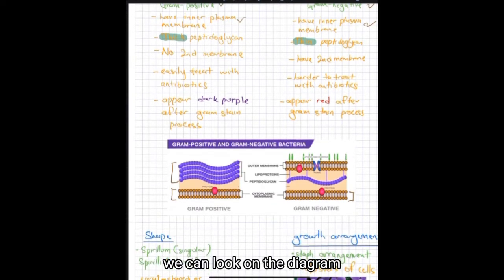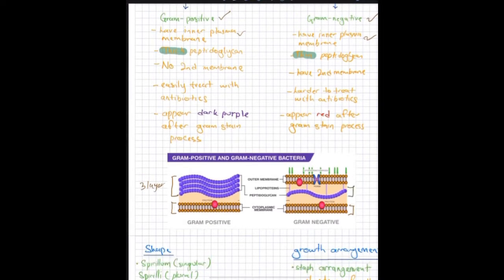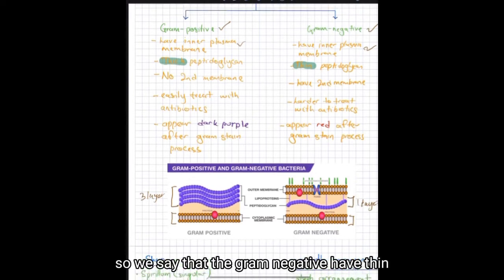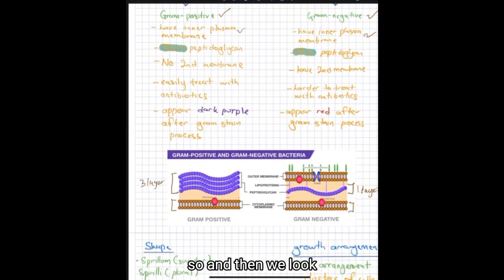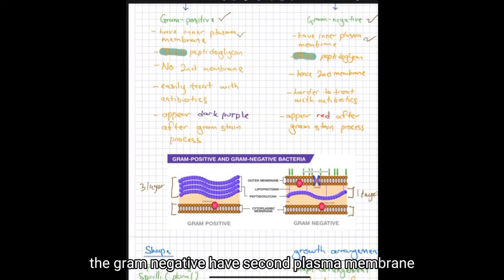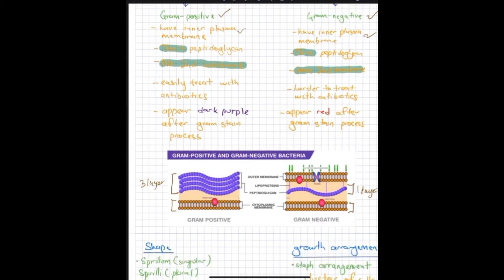We can look at the diagram. It shows the three layers. So the gram-positive have thick peptidoglycan or cell wall, and gram-negative have one layer. So we say that the gram-negative have thin peptidoglycan or cell wall. And then we look, the gram-negative have a second plasma membrane, while the gram-positive have no second plasma membrane.